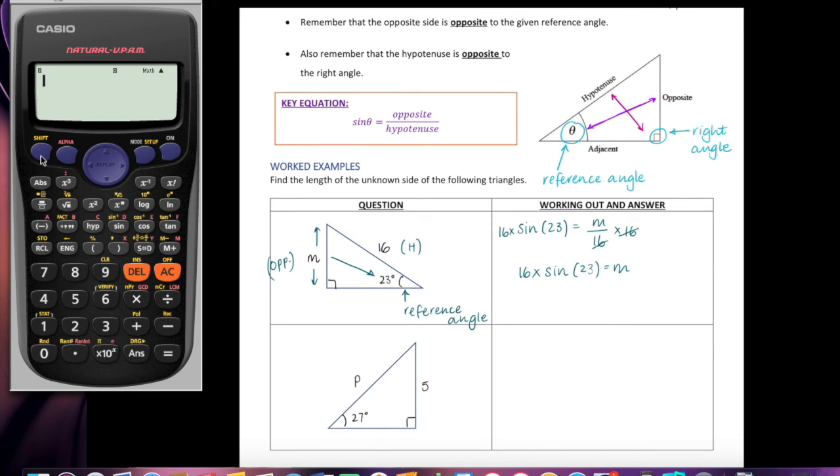You need to press shift, setup, and you can see here that we've got 8 different options. You need to select option number 3. That will make sure that your calculator is in degrees mode. So now all you need to do is just type in 16 times sine of 23 degrees.